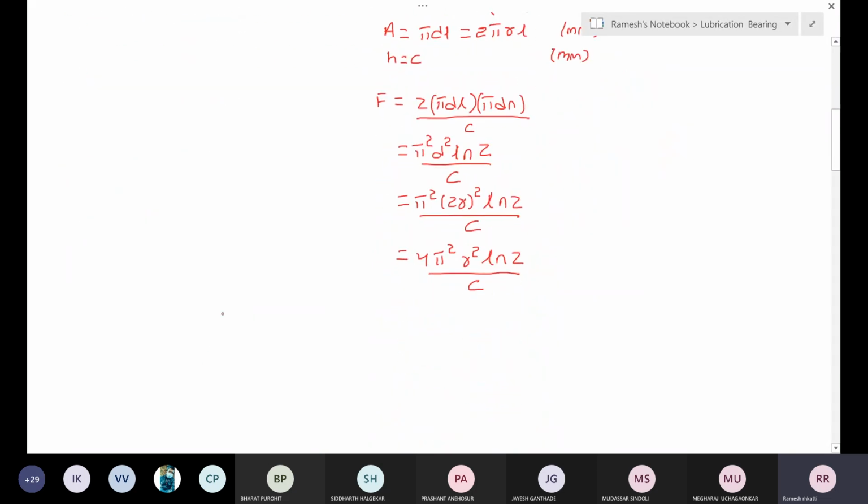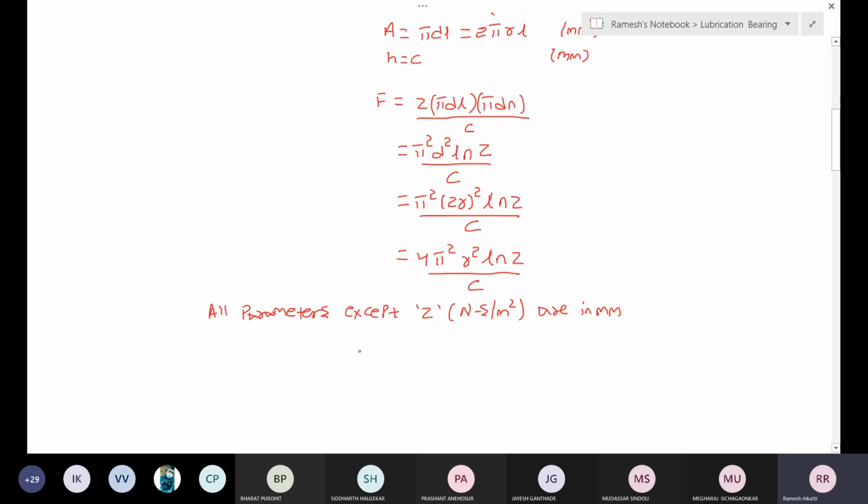I will write here all the parameters except the absolute viscosity, that is Z. Its unit is Newton second per meter square. All the parameters except this are in mm. That's why you need to convert this into Newton second per mm square.